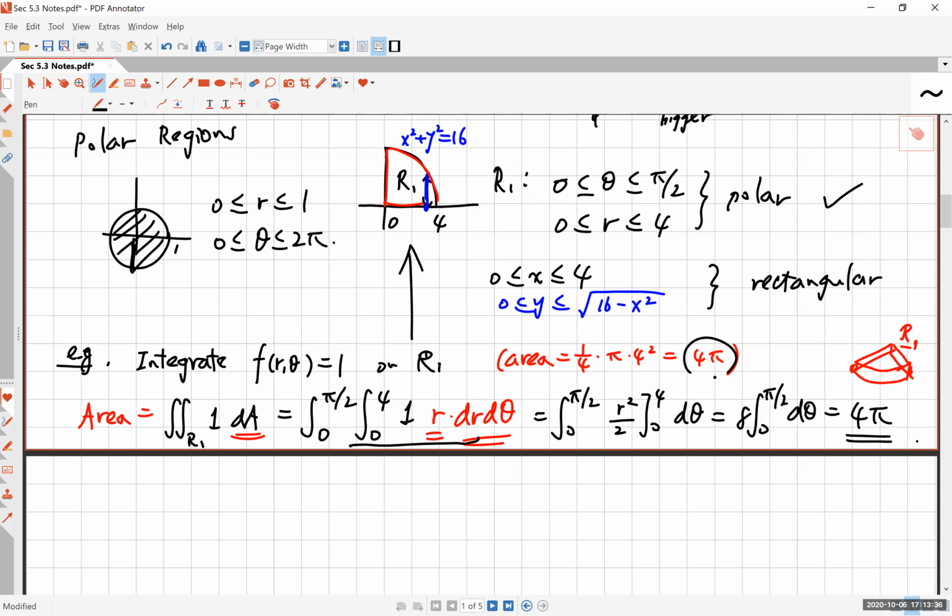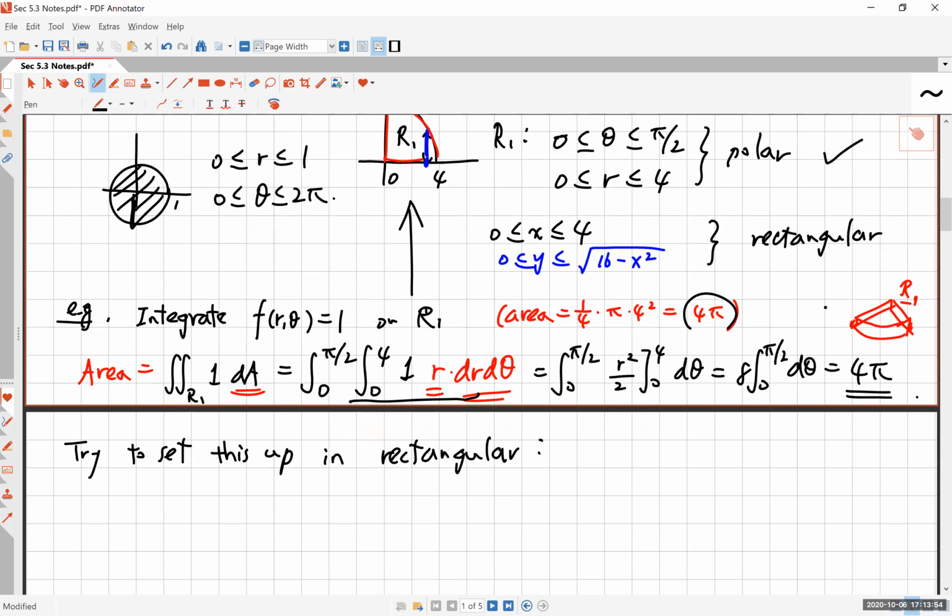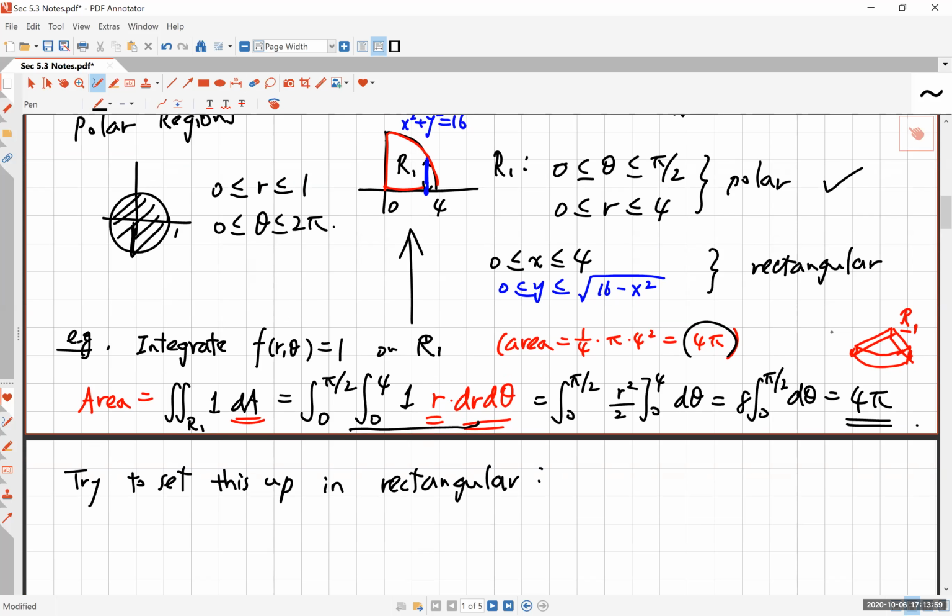Now, I want you to try to set this up in rectangular coordinate system. I want you to write a double integral that represents the area of R1 using rectangular coordinate system. You can do dy dx since you can consider this as a type 1 region. When you go ahead, you don't have to solve this because the answer will be 4 pi. But when you set up the integral, then you can come back and go to the second part of this section.